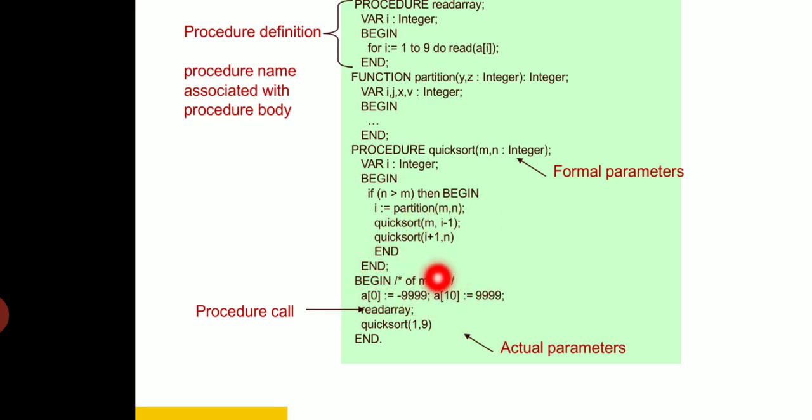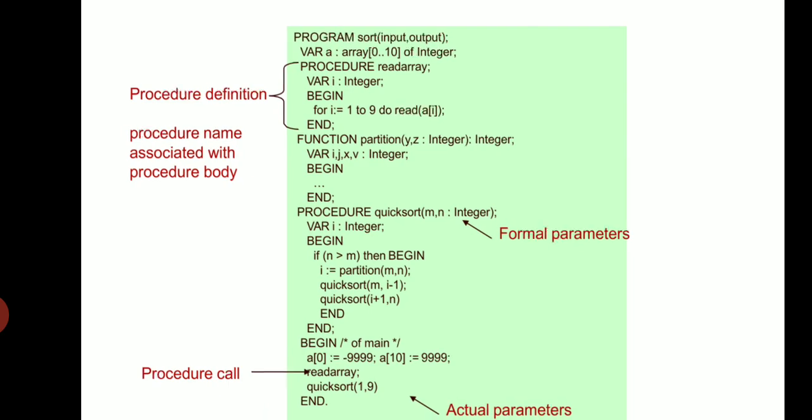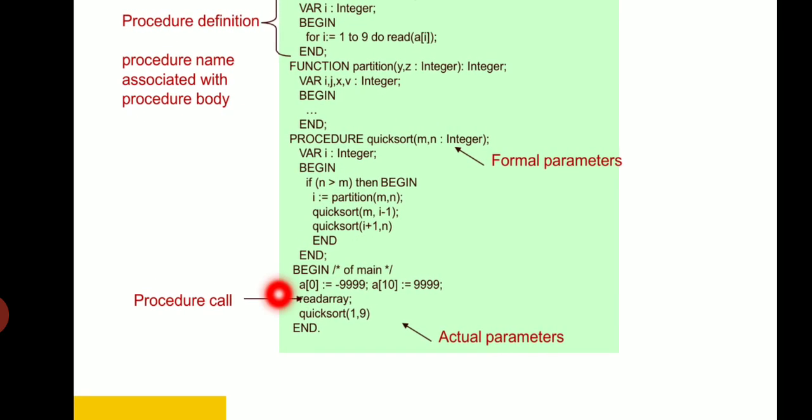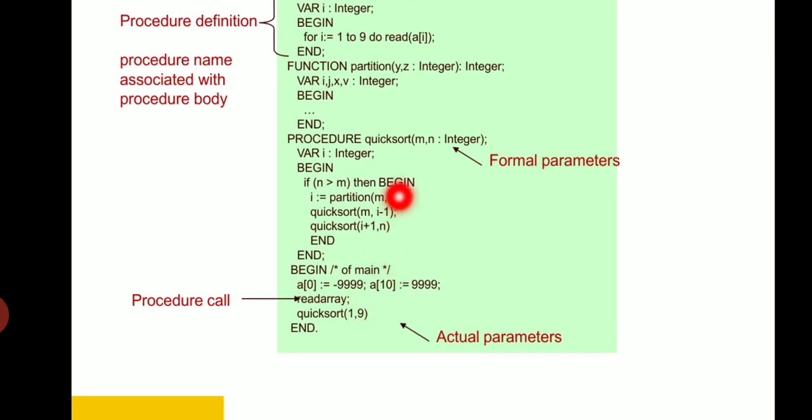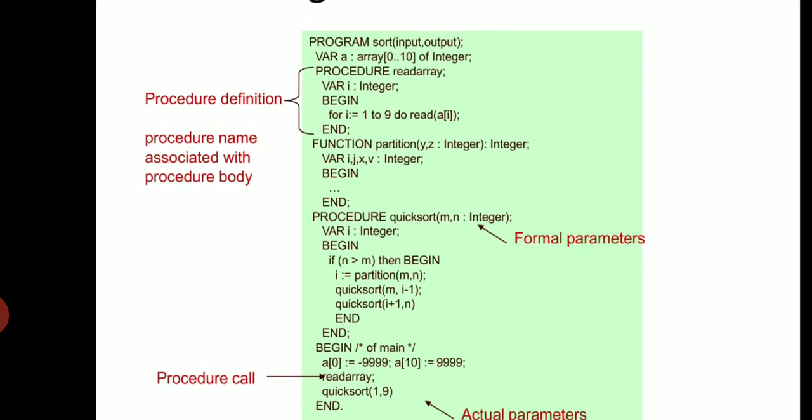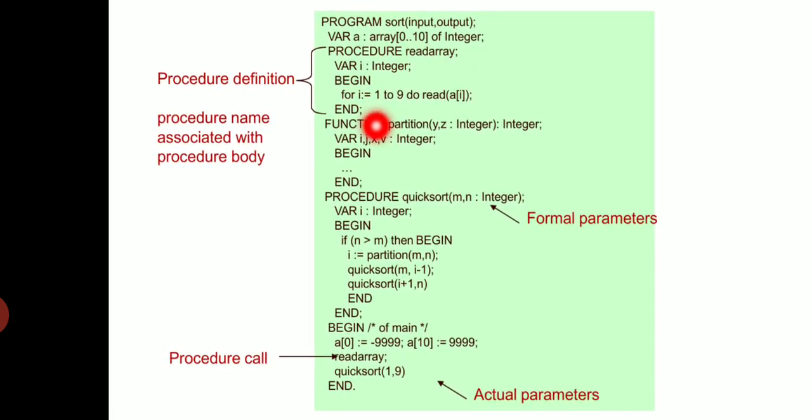So in this case, there is a main program. Inside the main, the first statement is the array declaration. After that, read array, it is a procedure, will be invoked. After that, quicksort will be a procedure that gets invoked. So this is the read array procedure and this is the quicksort procedure. Inside the quicksort itself, it will be invoking partition. This is the partition definition, a definition of that partition function.